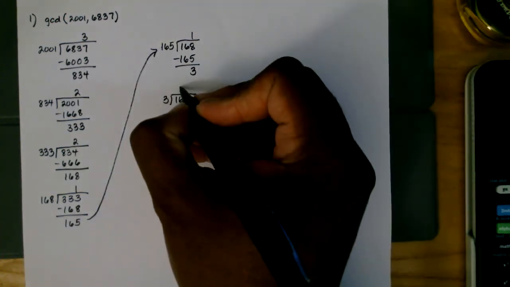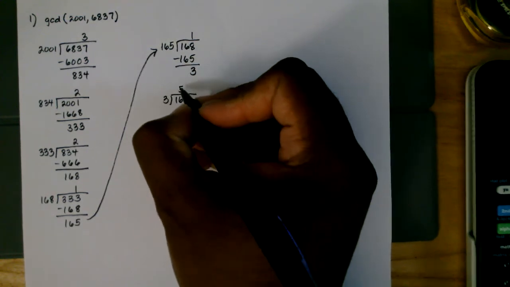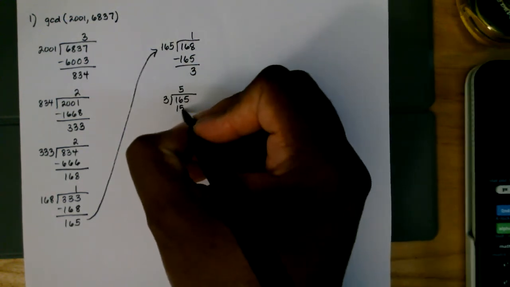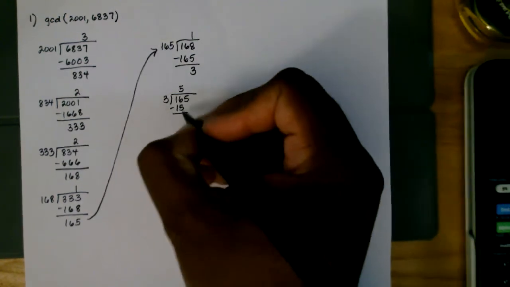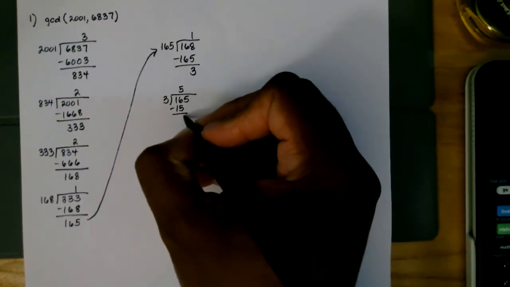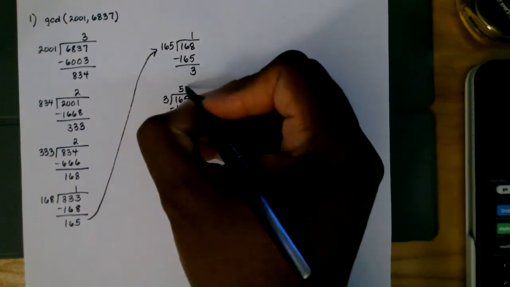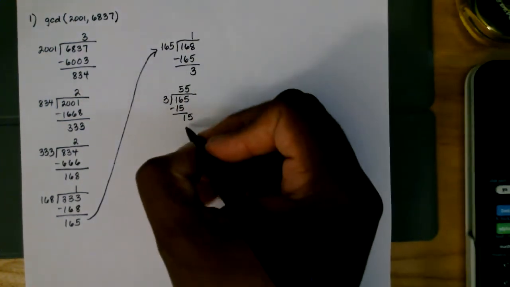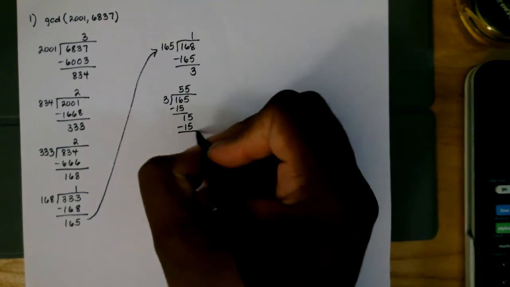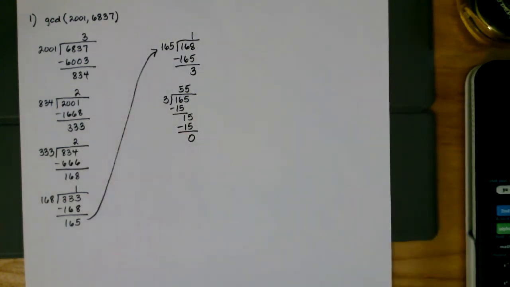So if I divide 3 into 16, that's going to go 5 times. 5 times 3 will be 15. Subtract 16 minus 15, that'll be 1. Bring down the 5. 3 goes into 15 again, 5 times. 3 times 5 is 15. This time I have a 0 remainder.